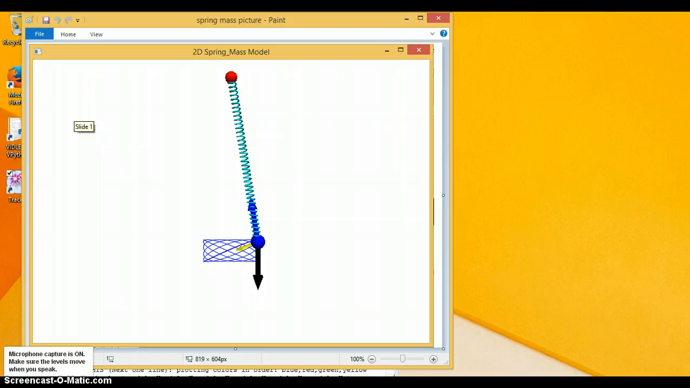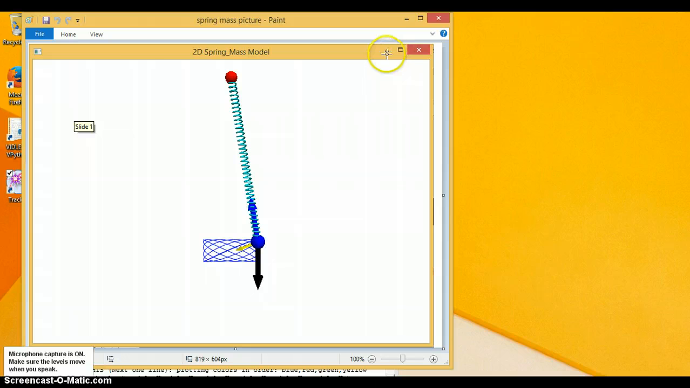As you can see, the mass represented by the blue ball oscillates in both the x and y directions. The black arrow represents the gravitational force, which points in the negative y direction. The blue arrow represents the spring force, which points in the direction of the spring. The yellow arrow represents the net force.